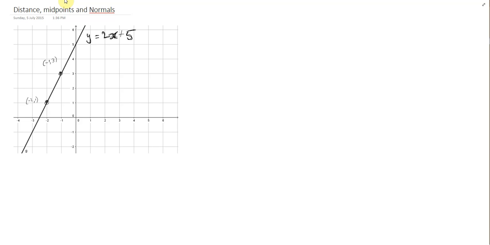G'day everyone. In this video we're going to be looking at the distance between 2 points. So we're going to be using these 2 points for an example. And we're going to be looking at the midpoint. What's the point in the middle of those 2 points? And we're going to be looking at the normal, and I'll explain what that means when we get to it. So first off, the distance between 2 points.